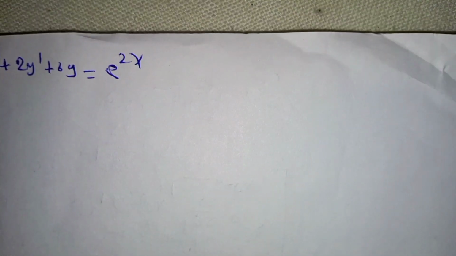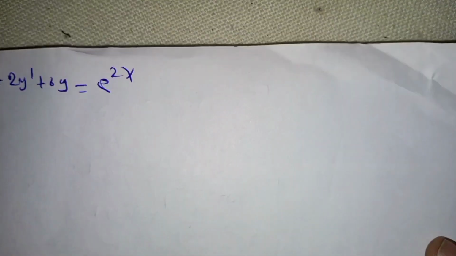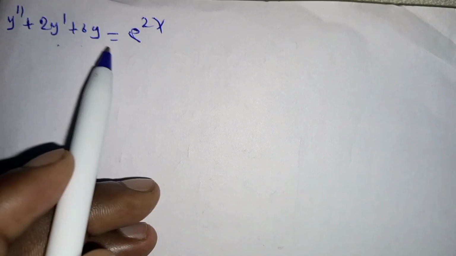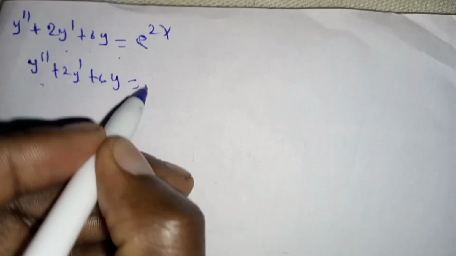Welcome to the ODE. We want to see how we can solve this: y double prime plus 2y single prime plus 6y is equal to exponential x. So this is a linear ODE with constant coefficients. First of all, we are going to consider the complementary part, which reduces to y double prime plus 2y single prime plus 6y is equal to 0.